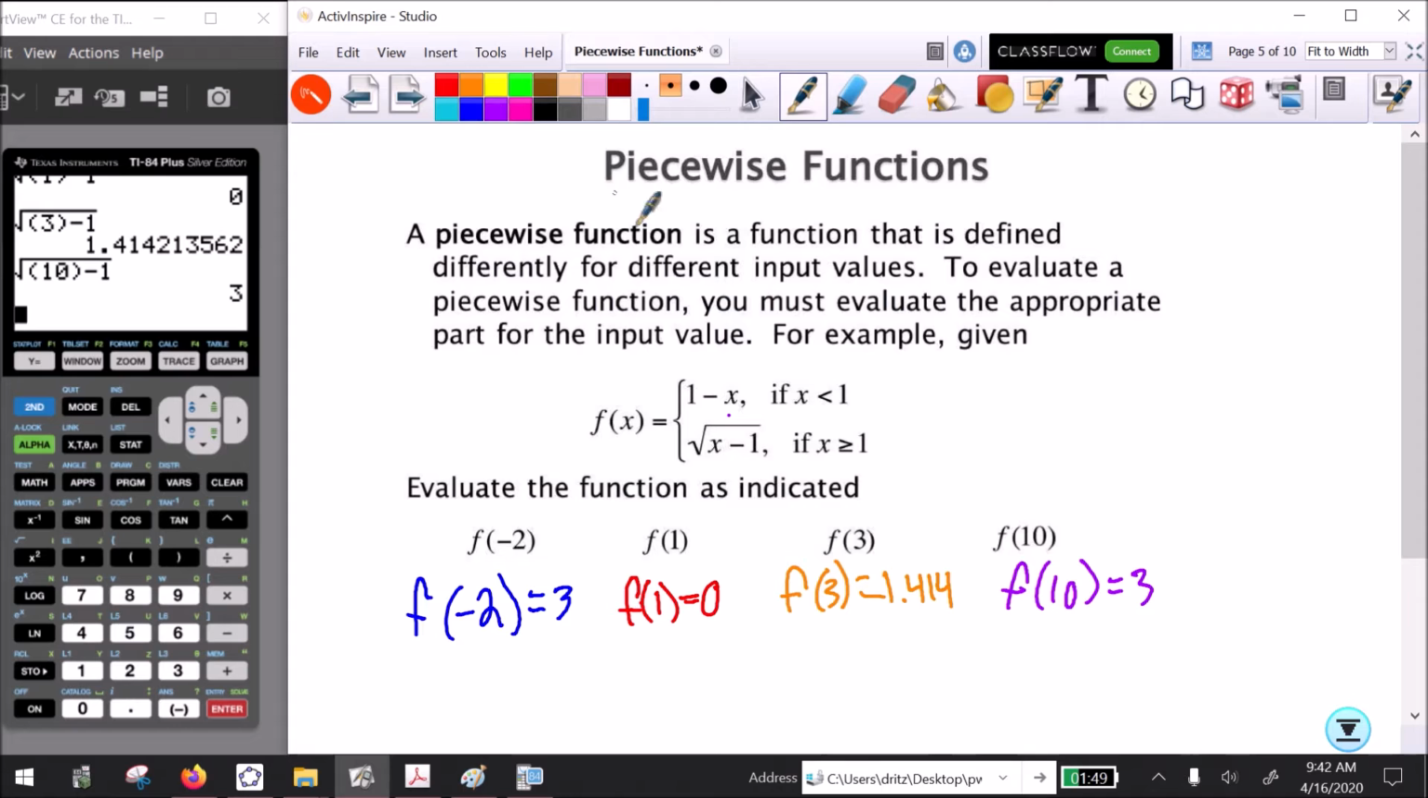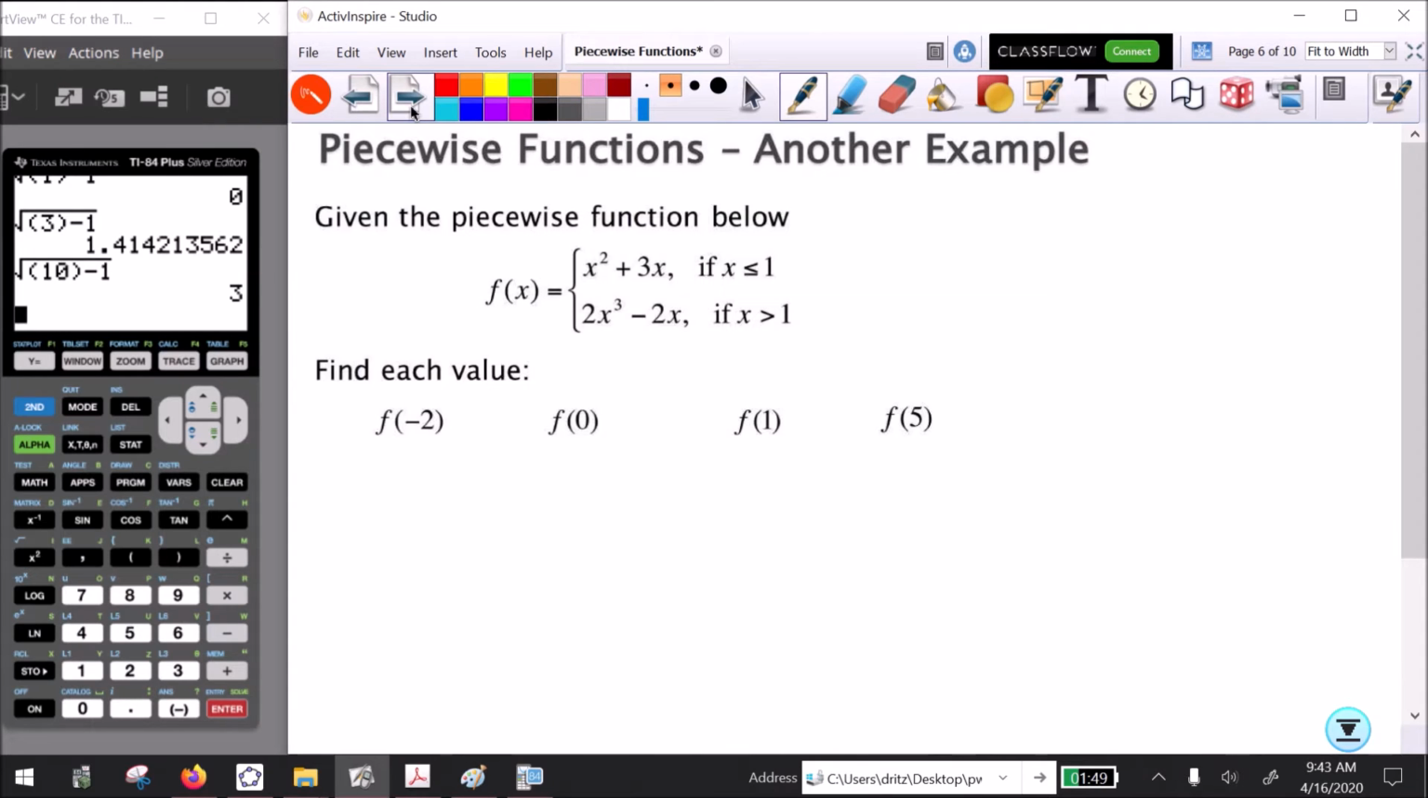Alright, so we just evaluated our first piecewise function. Let's do another one. If you want, you can pause the video now and try this problem on your own. I'm going to go ahead and do this problem, and you can check your work. F of negative 2. Since negative 2 is less than or equal to 1, we're going to plug it into the top part of this function here.